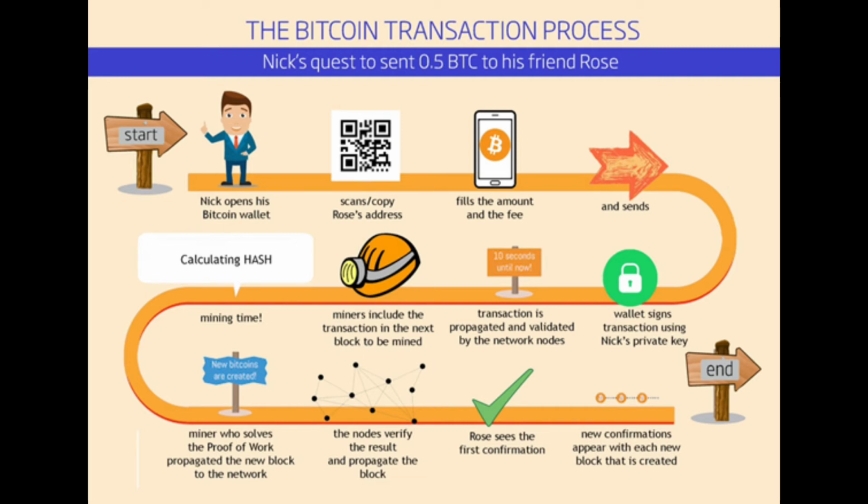Once the nodes verify that this block is in accordance with the protocol, Rose will then see that the transaction has its first confirmation. And then the whole process repeats itself with miners picking up other transactions. And as new blocks get stacked on top of the block that Rose's transaction is in, you'll get further confirmations that further crystallize that transaction in the Bitcoin blockchain.